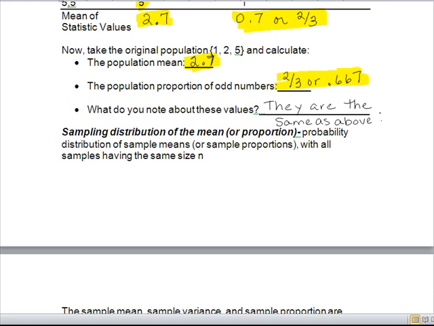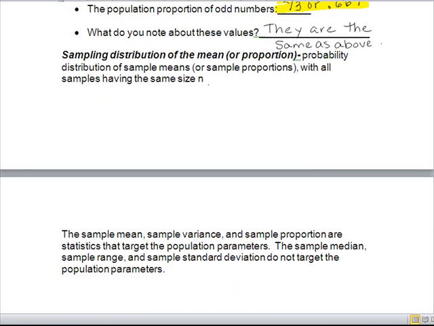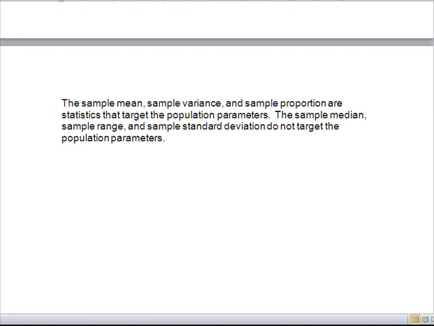Now, the sample mean, the sample variance, and the sample proportion are statistics that target the population parameters. However, the sample median, the sample range, and the sample standard deviation do not target the population parameters. In the book, they focus on all three of these. I'm just going to focus on the two. You may see some information on the sample variance in the textbook, but we'll focus primarily on the sample mean and the sample proportion.